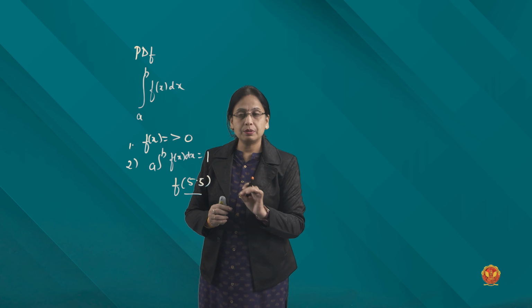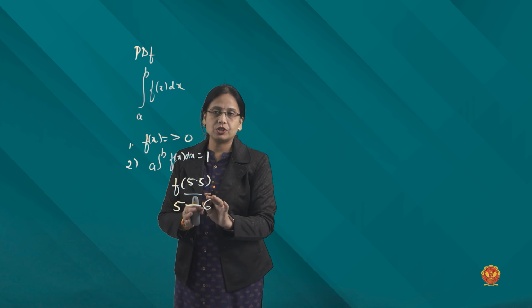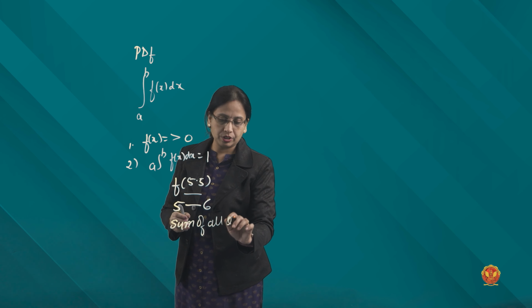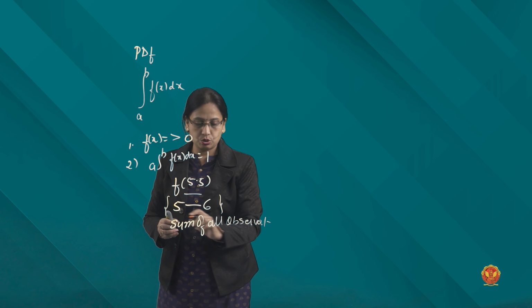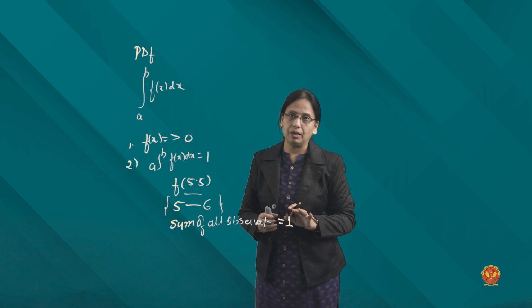Now, x is a continuous random variable. Now it can be solved as, if I suppose 5.5, it lies between which two values? It lies between 5 and 6. So all my observations are between 5 and 6, such that the sum of all observations, where all my observations are lying between these two extremes, is equal to 1. This concept will be applied.